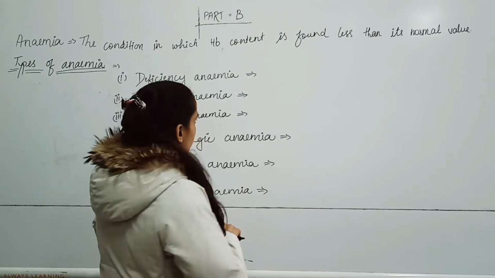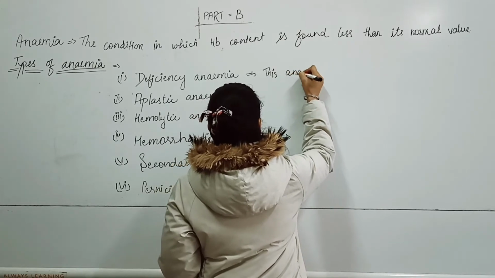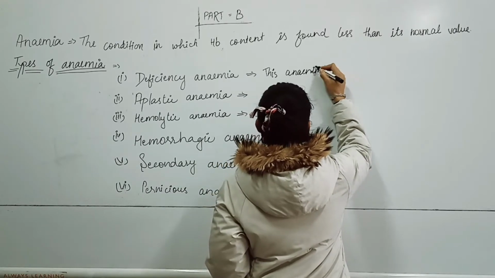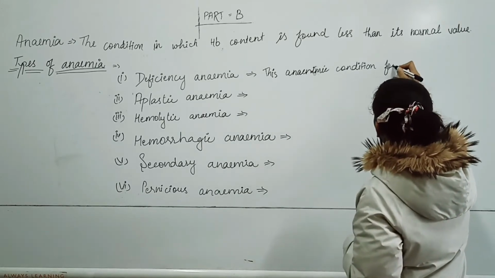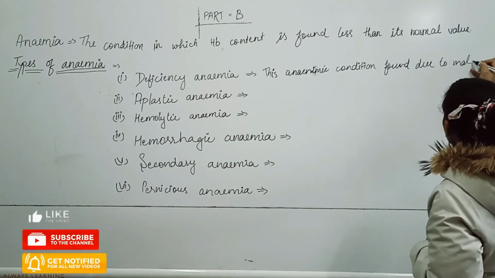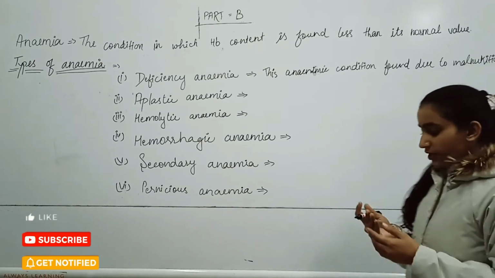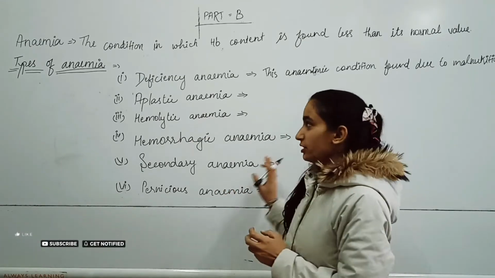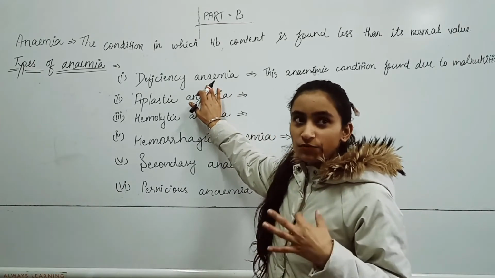First one is the deficiency anemia. Deficiency anemia is found due to malnutrition. When we have a deficiency in our food, like vitamins, minerals, and iron, it will cause deficiency anemia, due to the deficiency of nutrients in the food.